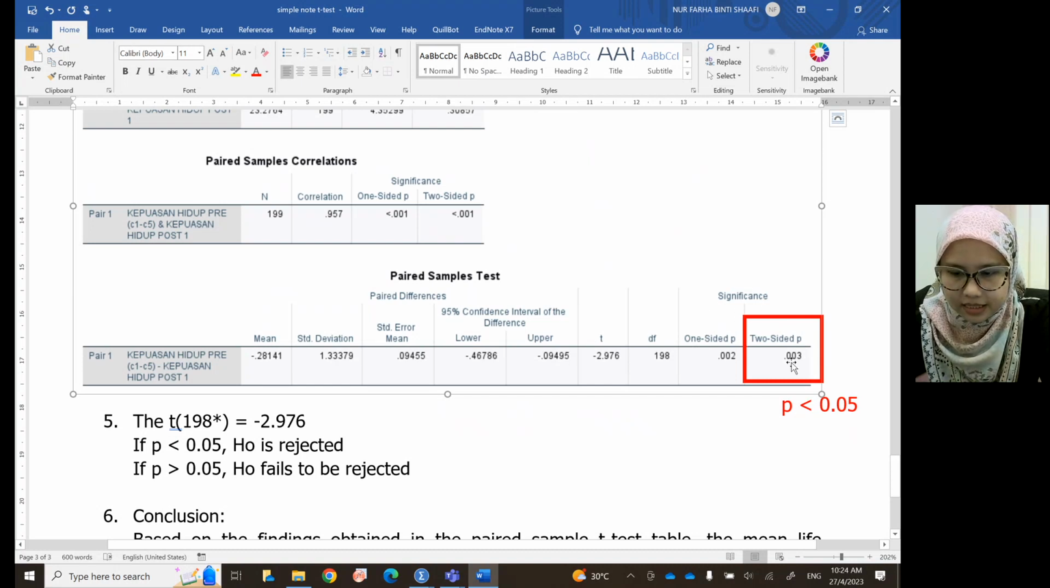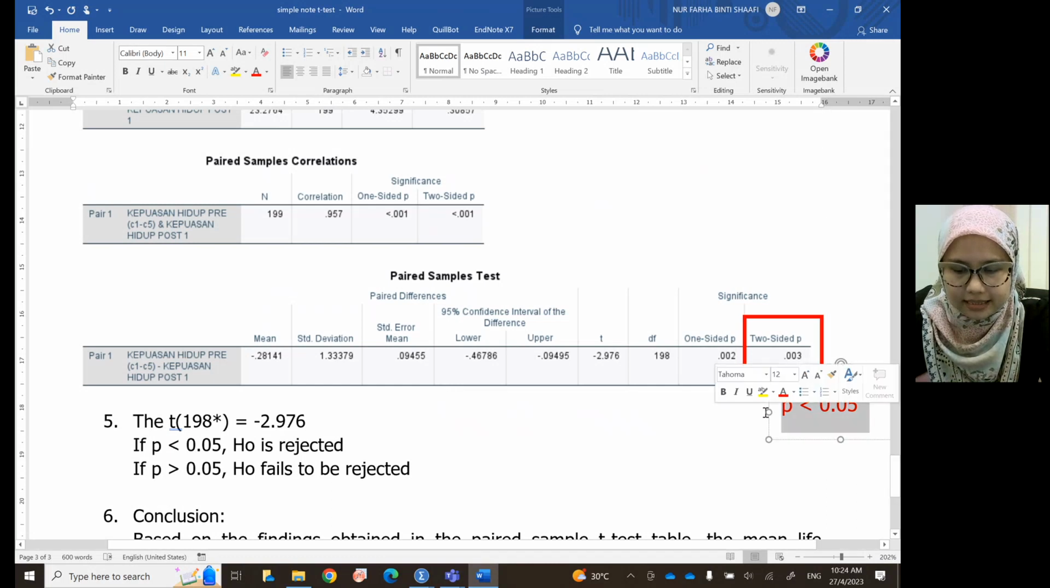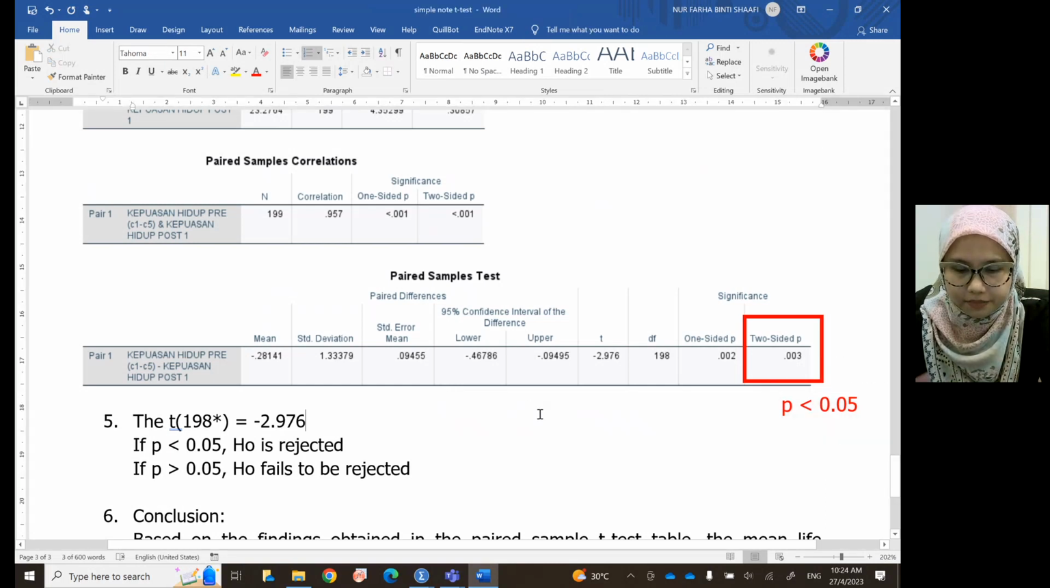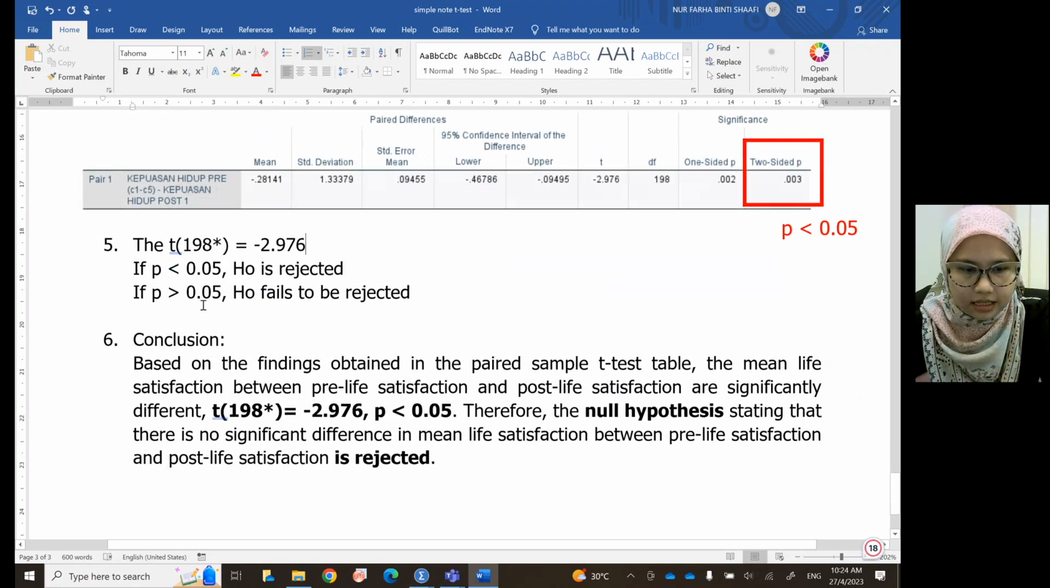It is 0.003, meaning the p-value is less than 0.05. What is the consequence? If your p-value is less than 0.05, your null hypothesis will be rejected.